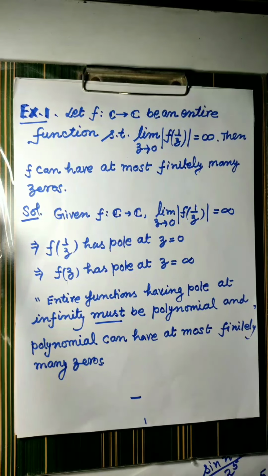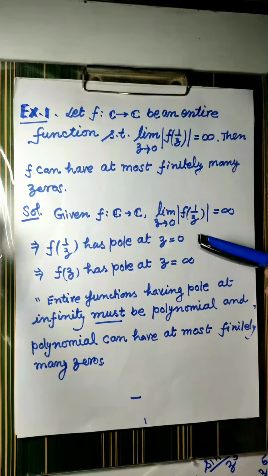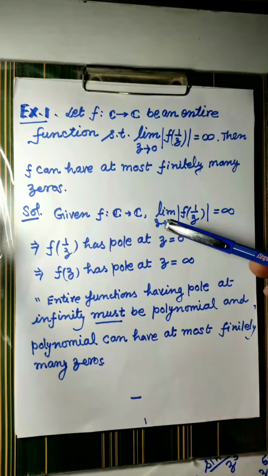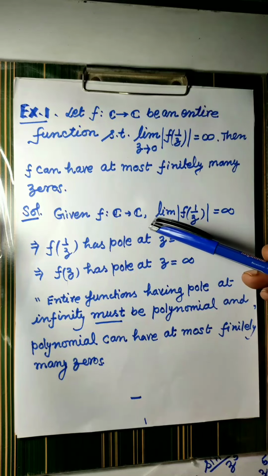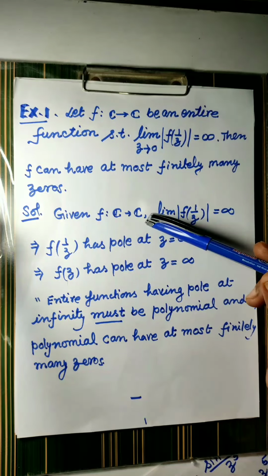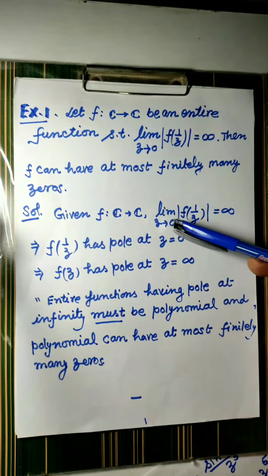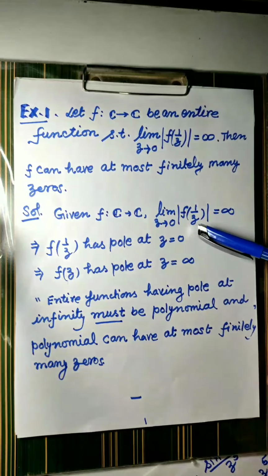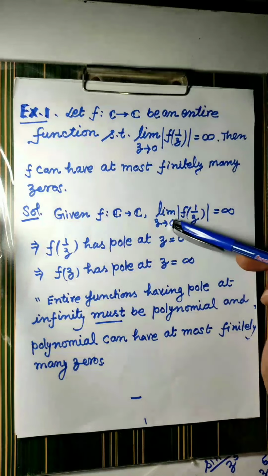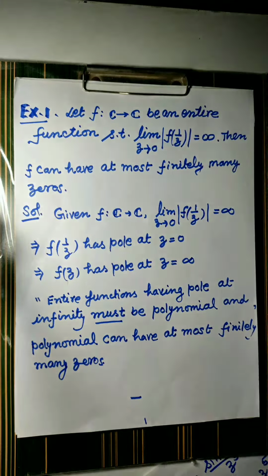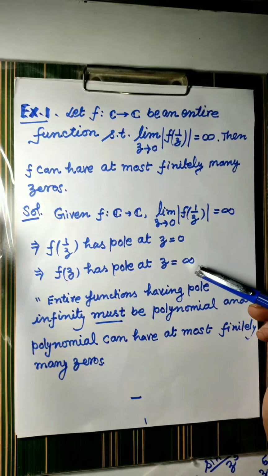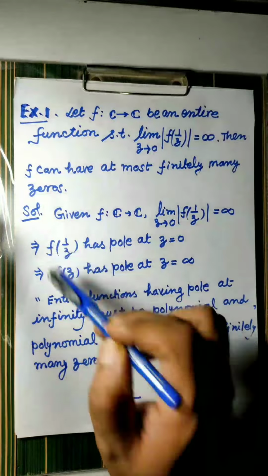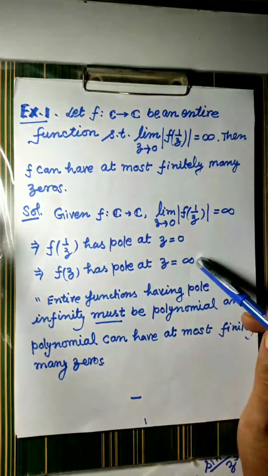So this is the basic definition of a pole. If the function is entire, that means it is analytic in the whole complex plane, f from C to C, and given that the limit as z tends to 0 of f(1/z) equals infinity. That means f(1/z) has a pole at z equals 0, or f(z) has a pole at z equals infinity. If f(1/z) has a pole at 0, then f(z) has a pole at infinity.